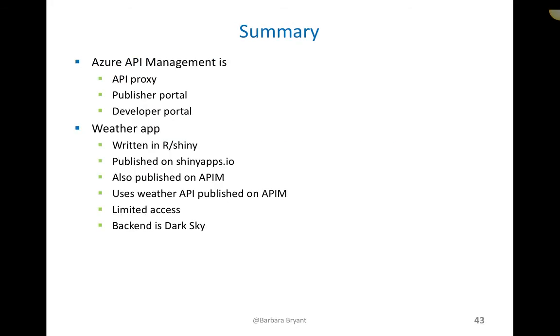In summary, the Azure API Management tool is three things. It's an API proxy, a publisher portal, and a developer portal. I used it to write a weather app that was written in R, published on shinyapps.io, and also in the API Management tool. It uses the weather API that I published on API Management tool, which is a proxy for the backend data coming from Dark Sky, and I was able to limit access and cache.